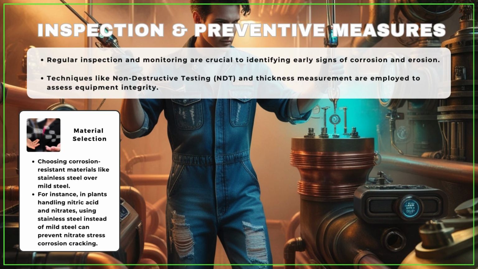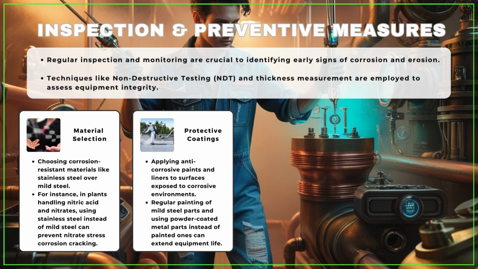Preventive measures play a vital role in combating corrosion and erosion. They include material selection, choosing corrosion-resistant materials like stainless steel over mild steel. For instance, in plants handling nitric acid and nitrates, using stainless steel instead of mild steel can prevent nitrate stress corrosion cracking. Protective coatings, applying anti-corrosive paints and liners to surfaces exposed to corrosive environments.